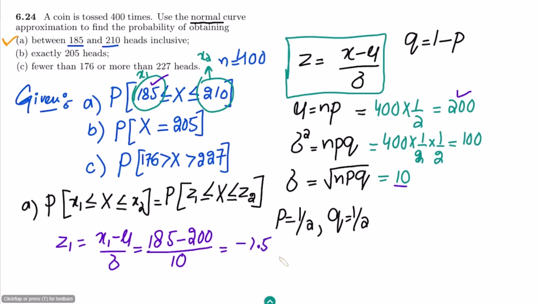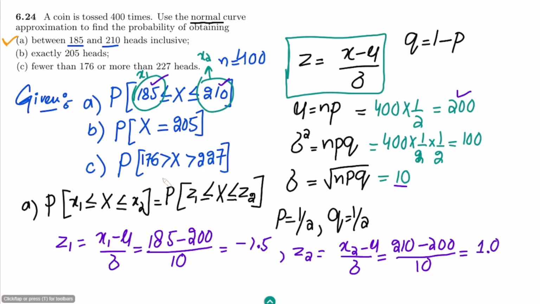Okay, similarly the value of Z2 is what? That is X2 minus mu divided by sigma. So putting values here, the value of X2 is 210, 210 minus mu is 200, divided by what? Divided by 10. Okay, so it would be what? It would be 10 divided by 10 is 1.0.